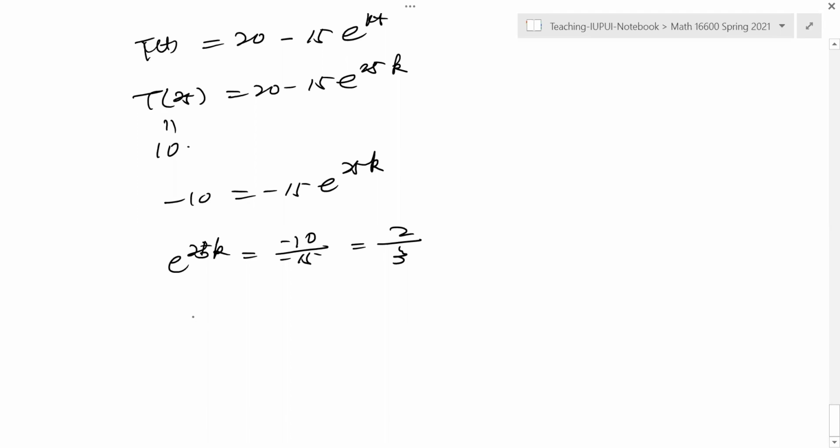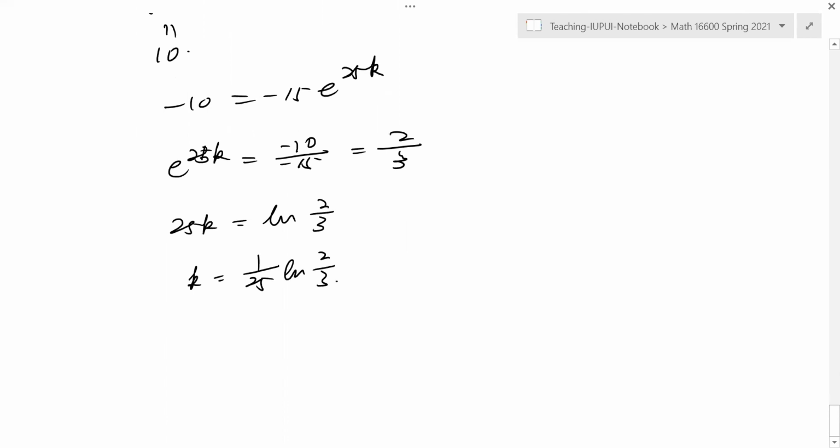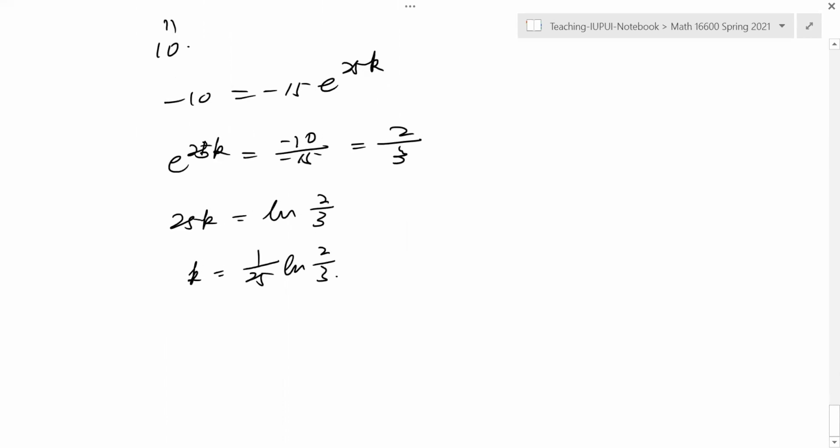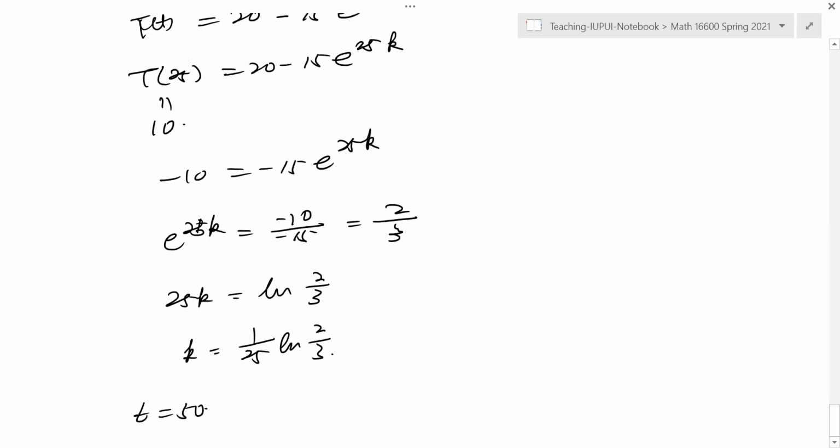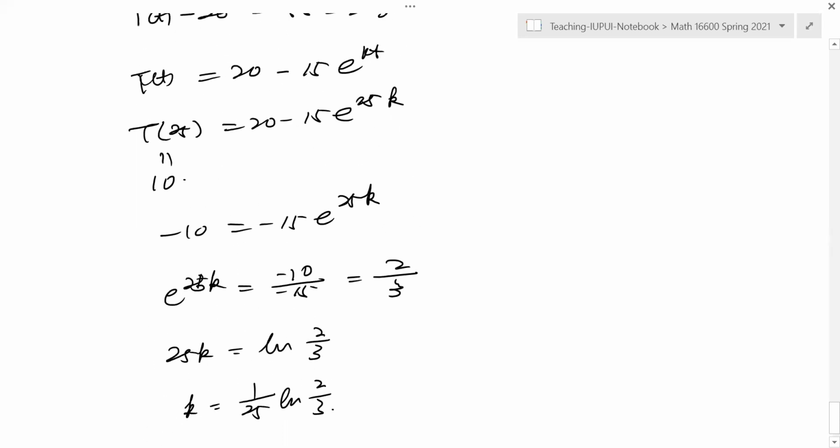So k is a negative number. 25k equals natural log of 2 over 3, so you can write k equals 1 over 25 natural log of 2 over 3. Let's put it this way first. So we get a constant. So when t equals 50, after 50 minutes, once you get k, you can solve the problem.